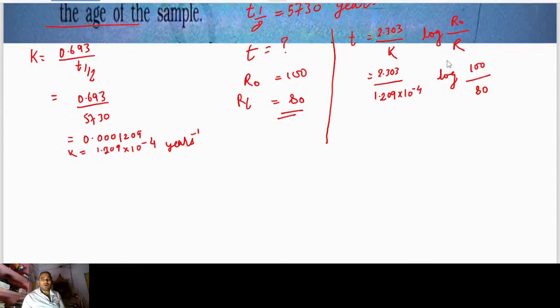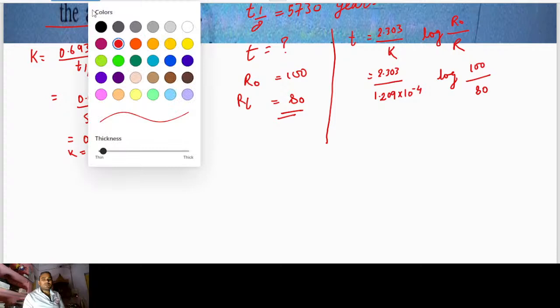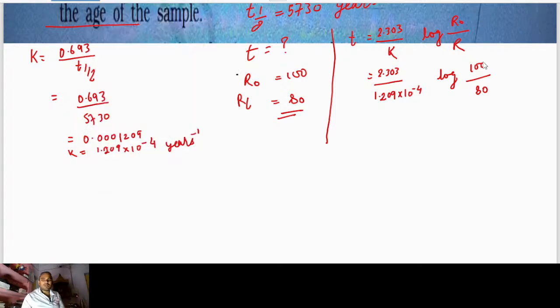Now solve this. How can you solve this, student? So something is getting cancelled out. What is cancelled out? The 0 cancels out, student, right? So let it be like that. So 2.303 multiplied by 10 power 4, since minus 4 is in the denominator, it will become 4 in the numerator, divided by 1.209. And here is log 10 by 8. So log A by B means log A minus log B. So log 10 minus log 8. Okay, student, now let us solve it.